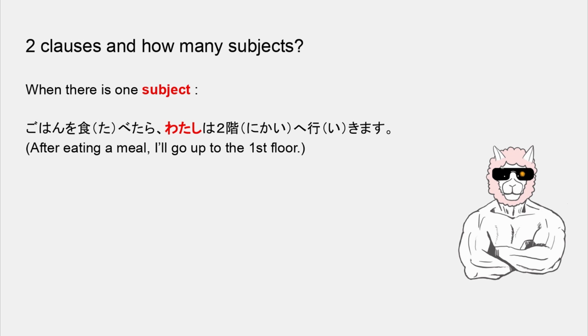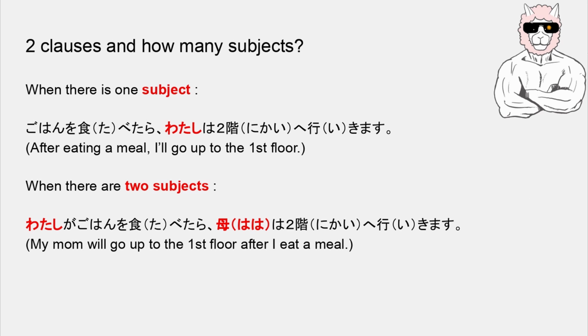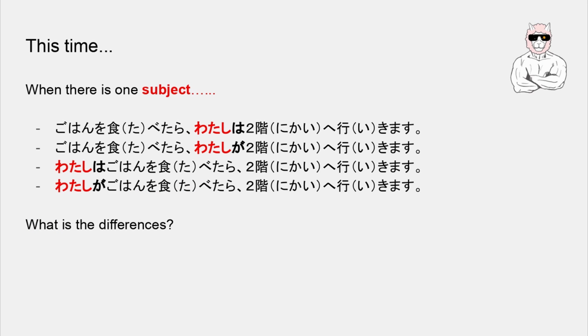Look at this example. ご飯を食べたら私は2階へ行きます。There is a subject, 私. And this: 私がご飯を食べたら母は2階へ行きます。There are two subjects, 私 and 母. And this time we learn one subject in two clauses. And so, depending on which clause the subject is in and the particle chosen, we end up with 4 sentences. But what is the difference?